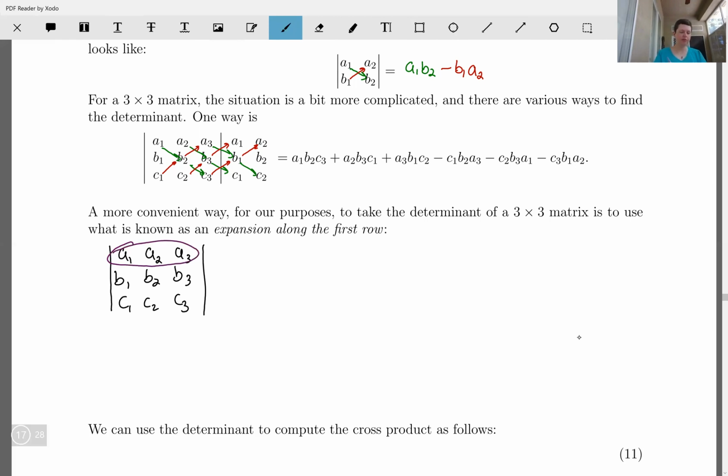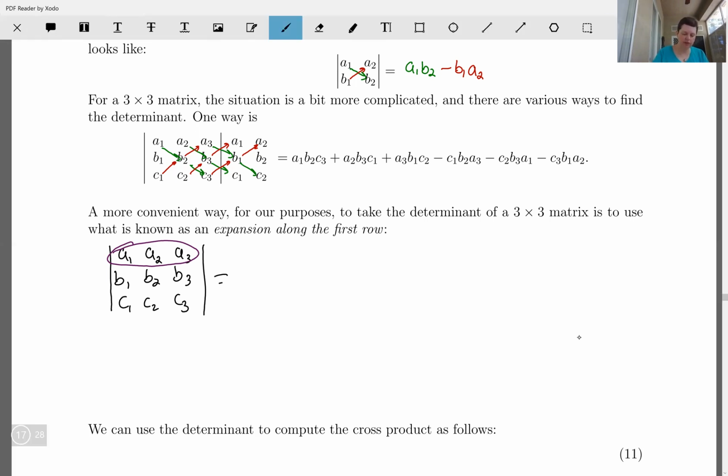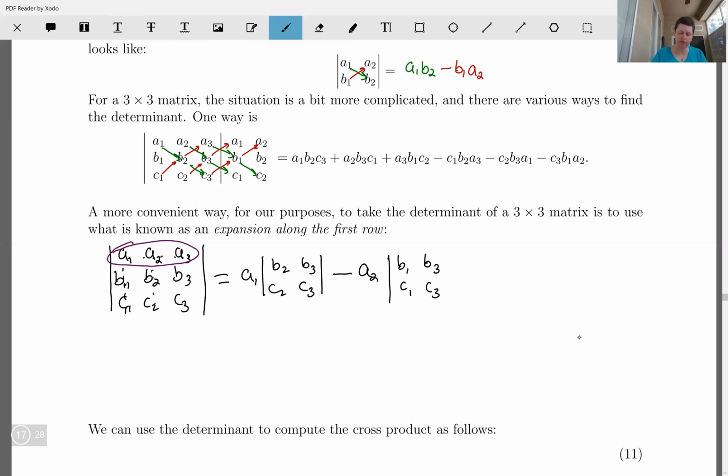All right, so how this works is we take the first entry and multiply that by the determinant of the matrix formed by wiping out the first row and first column. So B sub 2, B sub 3, C sub 2, C sub 3. We subtract the middle entry, and again, we knock out the first row, but this time we knock out the second column. And so the matrix is going to be the 2 by 2 matrix whose first row is B sub 1, B sub 3, and the second row is C sub 1, C sub 3.